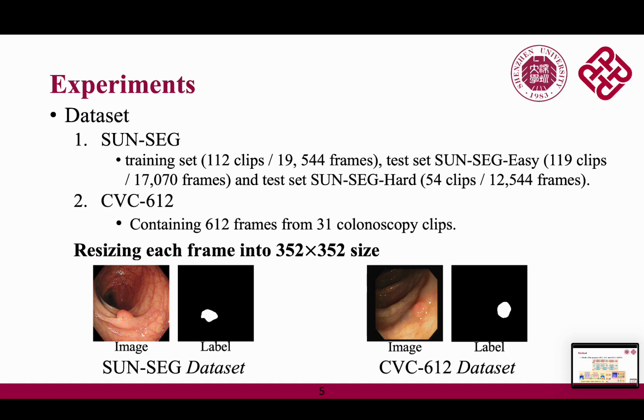The second one is CVC 612, which contains 612 frames from 31 colonoscopy clips. For all experiments, we resize each frame to 352 by 352. We report 4 standard evaluation metrics, including Dice, structure measure S-alpha, enhanced alignment measure E-phi, and weighted F measure. These metrics provide a comprehensive evaluation of both overlap quality and structural consistency.